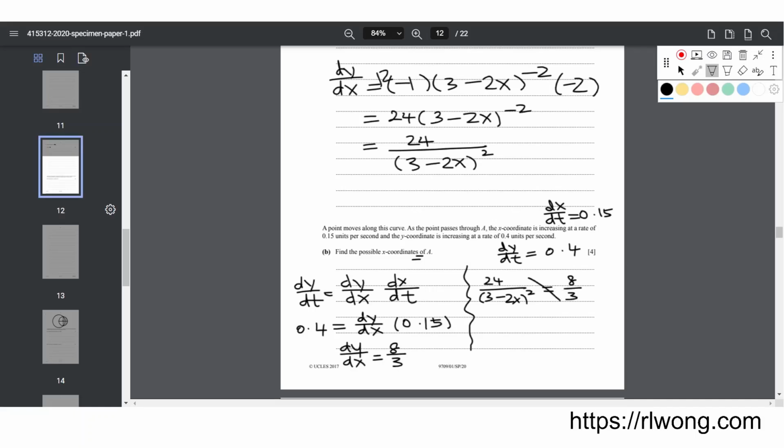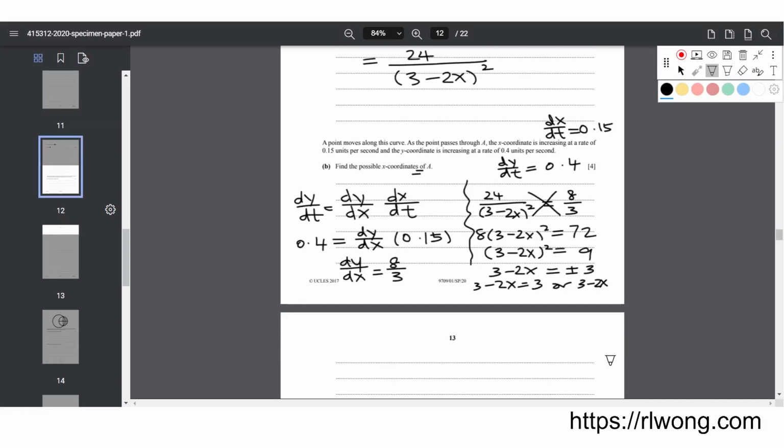Do a cross multiplication. 8 times (3 minus 2x) squared is equal to 24 times 3, which is 72. So (3 minus 2x) squared is equal to 9. So if I were to square root both sides, then 3 minus 2x is equal to plus minus 3. So I have 3 minus 2x equals 3, or 3 minus 2x equals negative 3.